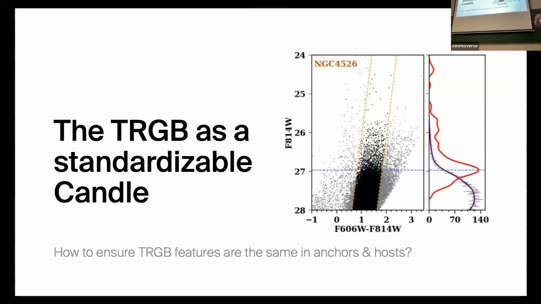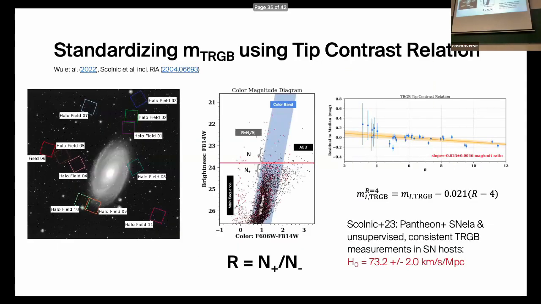So, coming now to how we apply the tip of the red giant branch in these supernova host distances, Adam already mentioned that there is some standardization required. And in particular, this has to do with the way that this inflection point here is measured. So there's this work by Jeshi Wu in 2022, where using the ghost galaxies, essentially you can place halo fields in the vicinity of a galaxy.